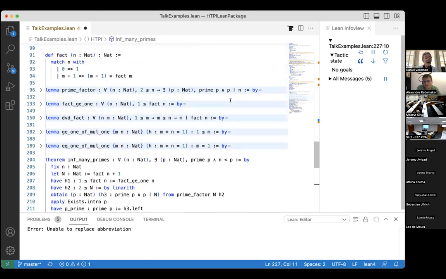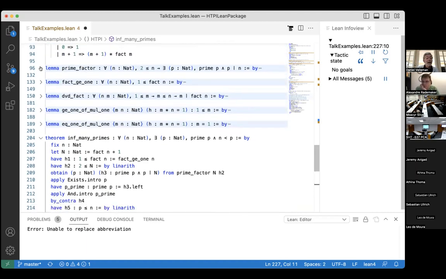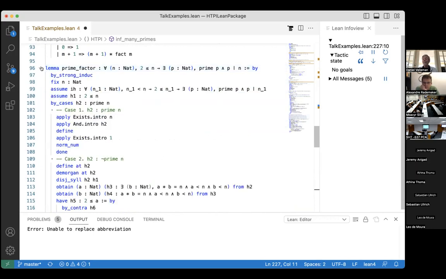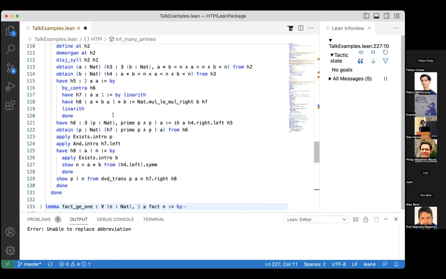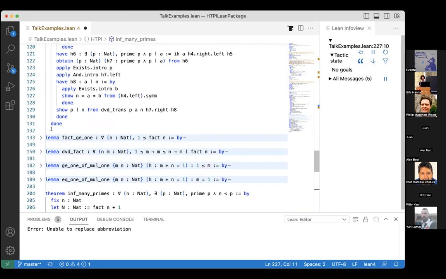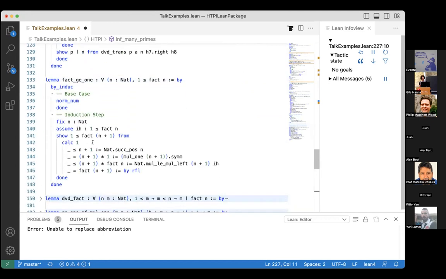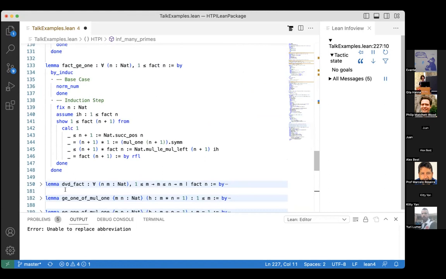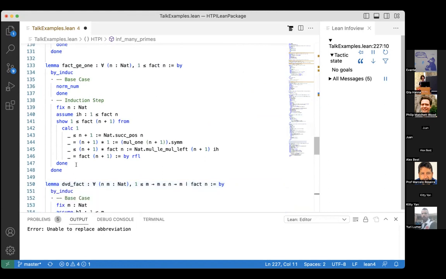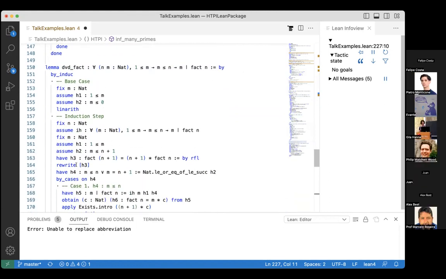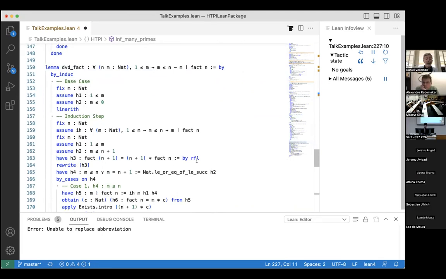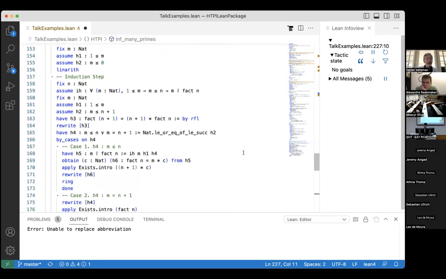Now the proof relied on a bunch of lemmas. The proofs of the lemmas are actually all here. I've just hidden them. And I think I'm almost out of time, so I won't go through all the details, but I'll just show you this one was proven by strong induction. Factorial greater than or equal to one was proven by ordinary induction. That one is a pretty quick one. Since factorial was defined recursively, it's not surprising that there are a lot of proofs by induction here for factorial.